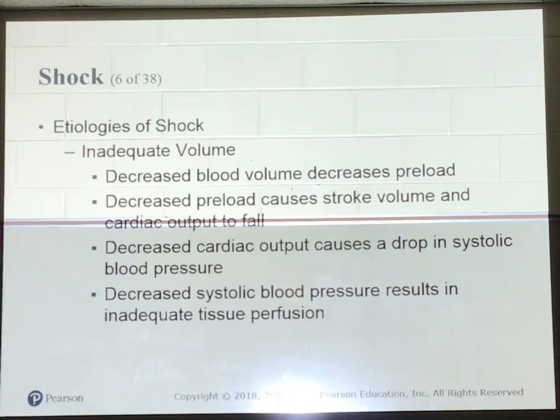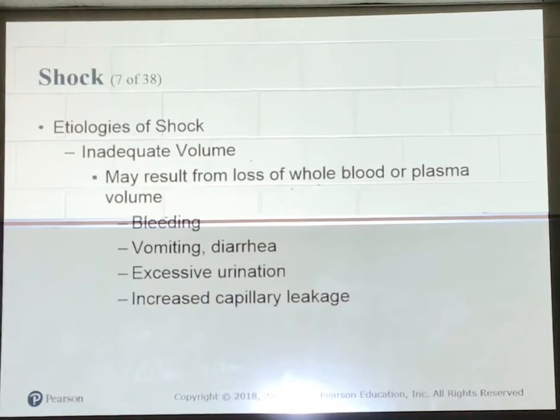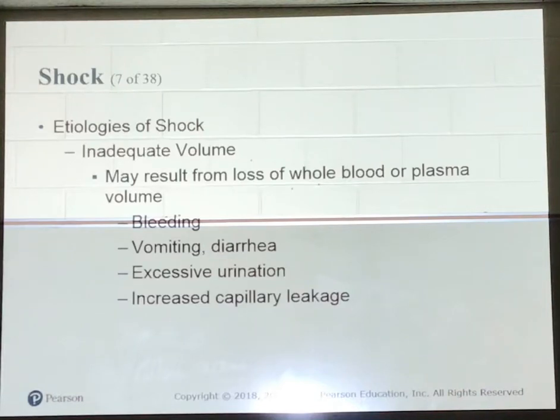A decrease in cardiac output causes a drop in the systolic blood pressure. The systolic blood pressure is responsible for transporting the oxygenated blood throughout the systemic circulation. A decrease in blood volume can result from loss of whole blood or from loss of plasma volume alone.